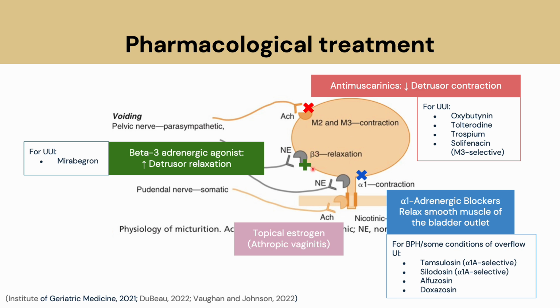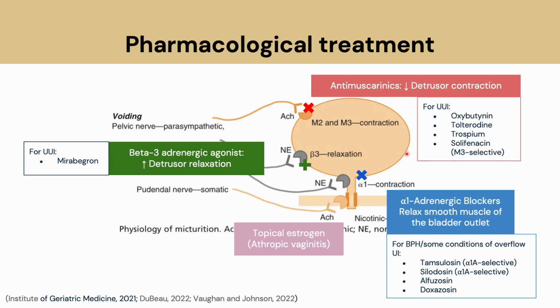For men with bladder outlet obstruction due to benign prostatic hyperplasia, an alpha-1 adrenergic blocker is considered for the symptoms because it inhibits the alpha-1 receptor, so it decreases the contraction of the urethra or the outlet. And in postmenopausal women with genitourinary syndrome of menopause, topical vaginal estrogen may improve urinary symptoms associated with vaginal or urethral atrophy.